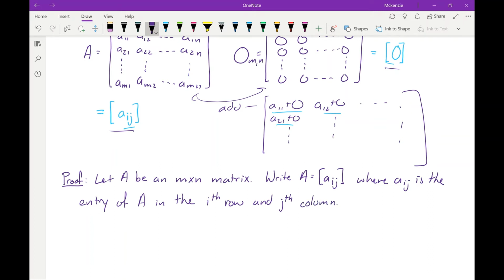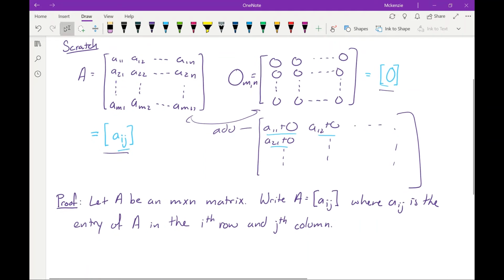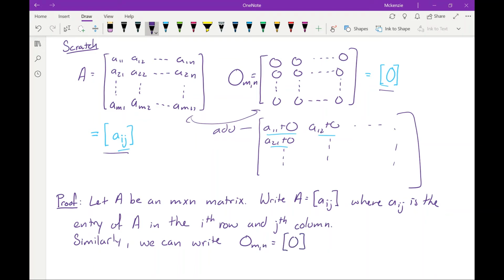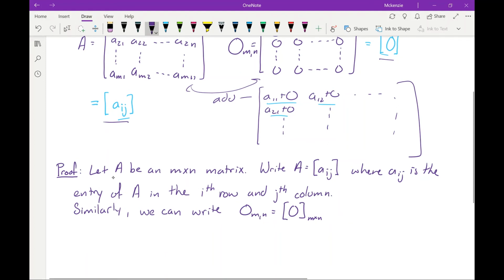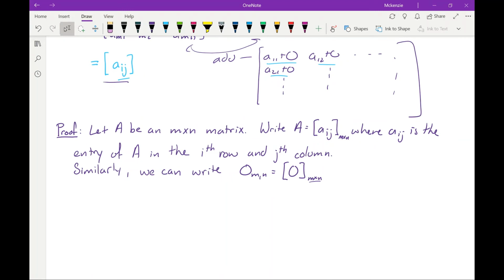Okay. All right. So next up, similarly, we wanted to write O. We can write O_mn as just the zero matrix, and maybe we want to do m by n just to remind ourselves. And really we could use the same m by n notation up here for A if we want, if we're worried about remembering its size.